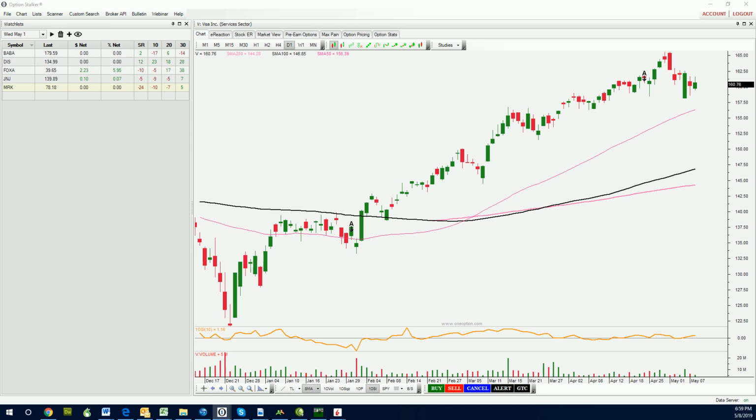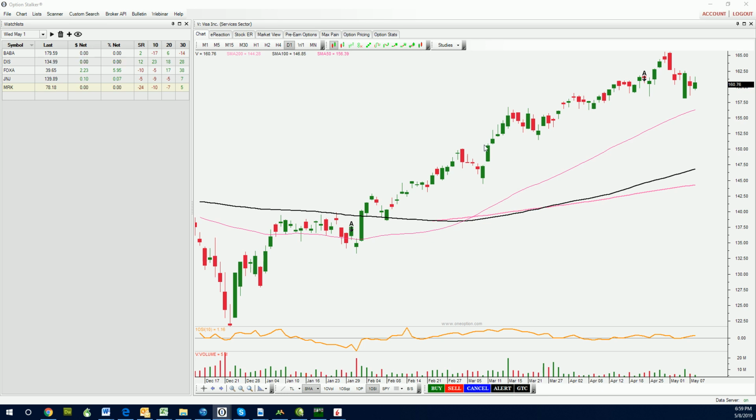This is Visa. Really strong uptrend. Small little pullback here. So this is the formation that I had mentioned to you. It's a bear flag formation. So rally up, pull back, draw your trend line.